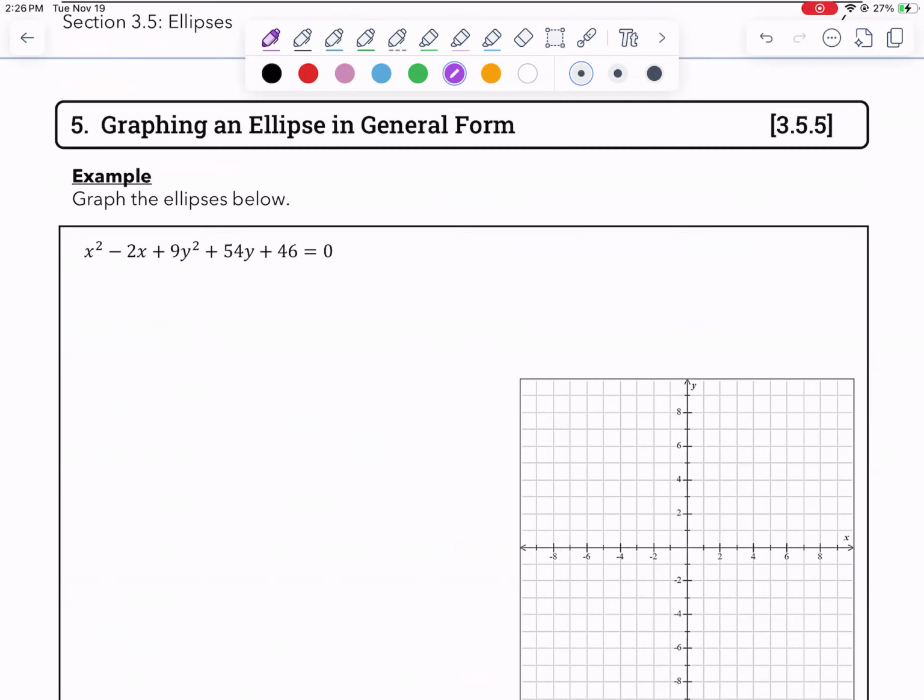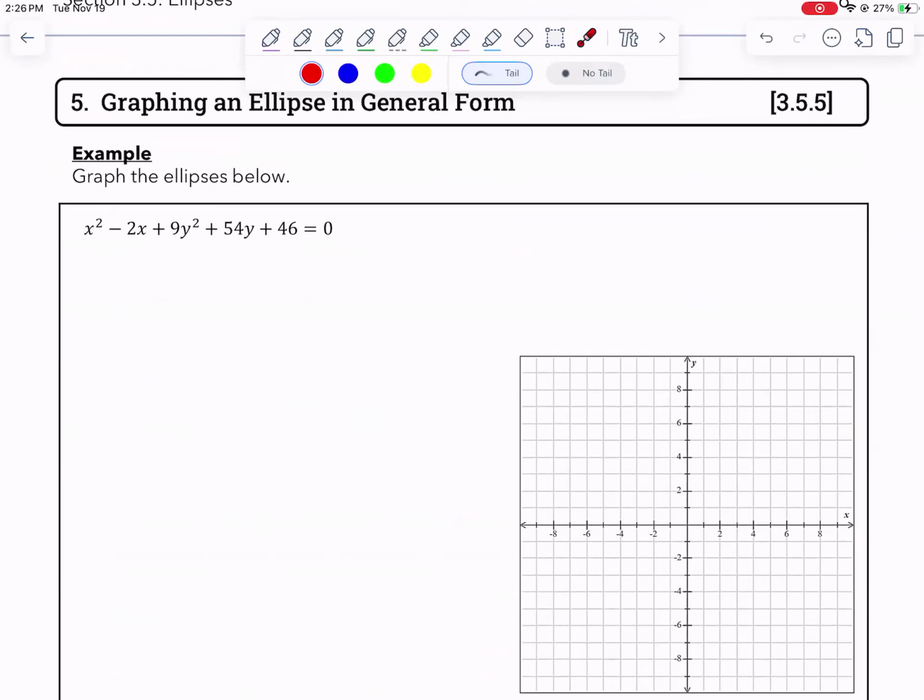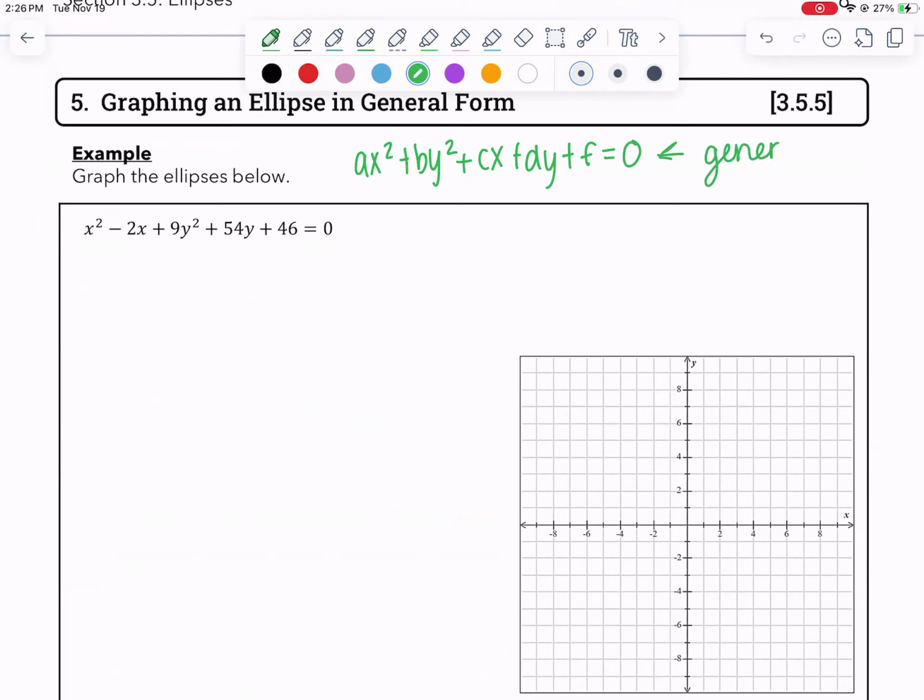All right, so with ellipses, the general form is the form that looks like this. So the general form of an ellipse, very, very technically, is ax squared plus by squared plus cx plus dy plus some constant, I guess we can't use e because e is a, plus f equals 0. That's really technically the general form of an ellipse. Nobody ever writes it out like that, but hey, that's what it is.